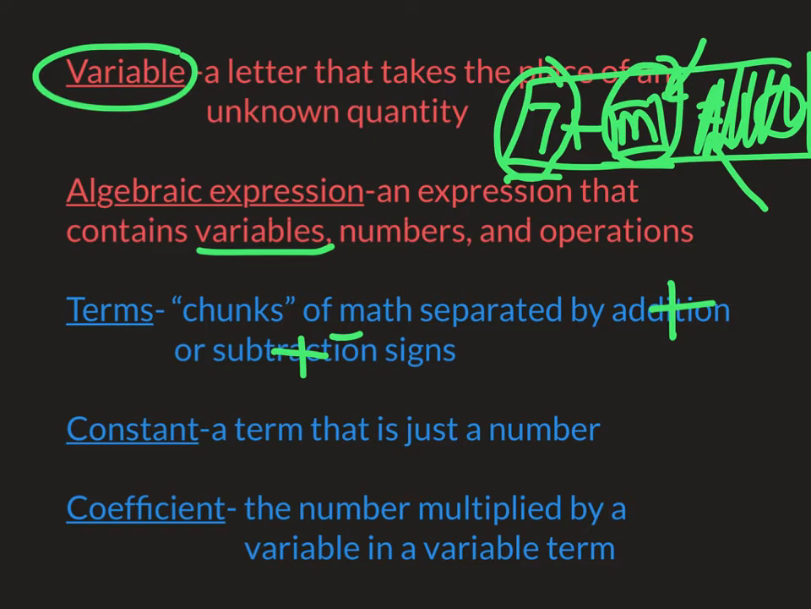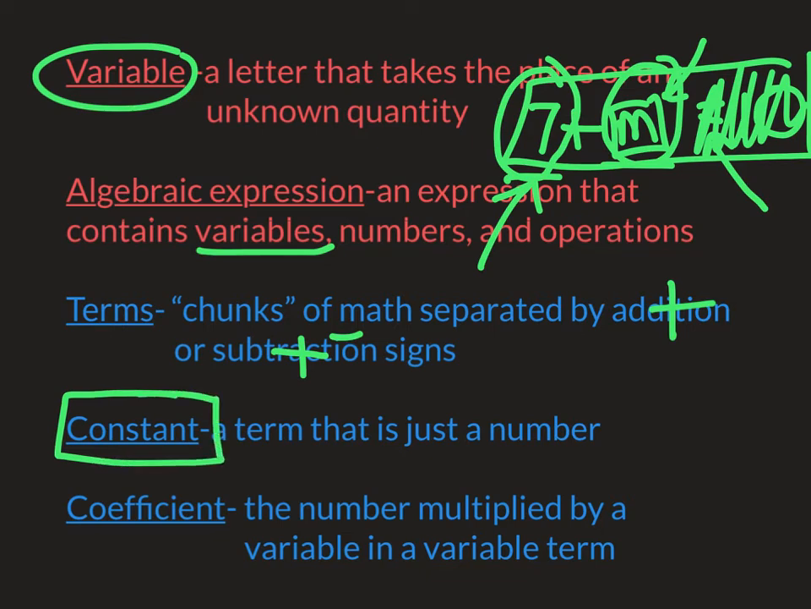So, constant. A constant is a term that is just a number. In that case, that 7 is a term because it's separated by an addition sign, and it's just a number. That means that 7 is always worth 7. It remains what we call constant. It does not change, right?